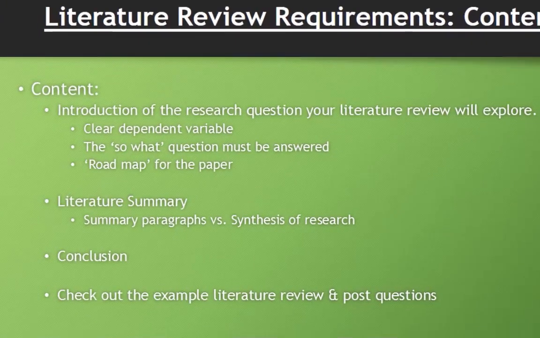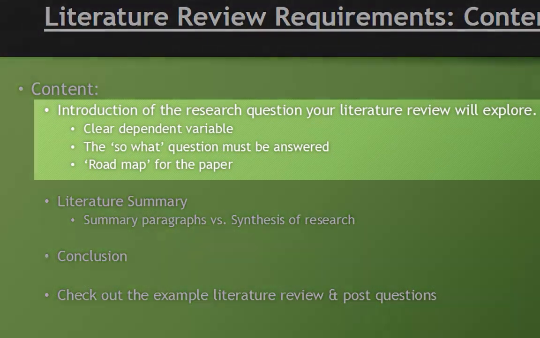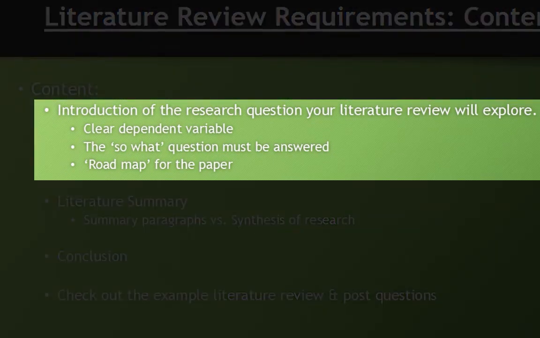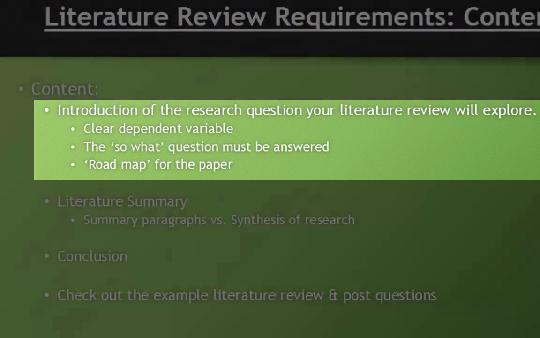First, your literature review must include an introduction. This introduction has several components. You must discuss your research question. This research question explains what you'll explore in your paper. It must have a clear dependent variable, meaning that you must clearly articulate what you want to explain so that it's obvious why you're looking at the sources that you have in your literature review.